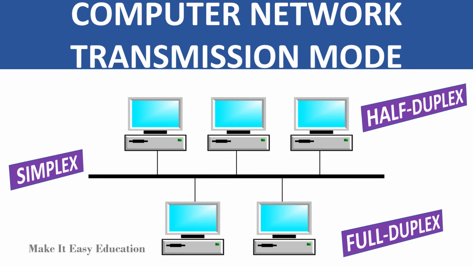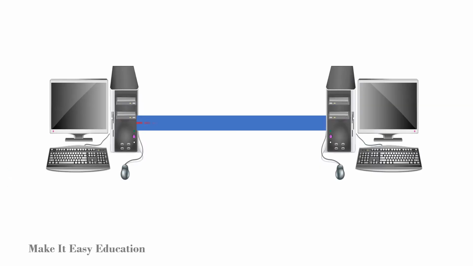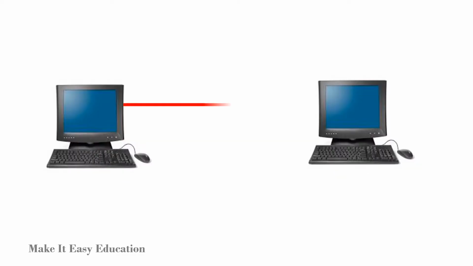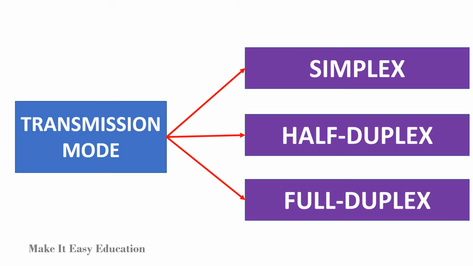Computer network transmission mode. Transmission mode refers to the mechanism of transferring data between two devices connected over a network. These modes direct the direction of flow of information. There are three types of transmission modes: simplex, half-duplex, full-duplex.